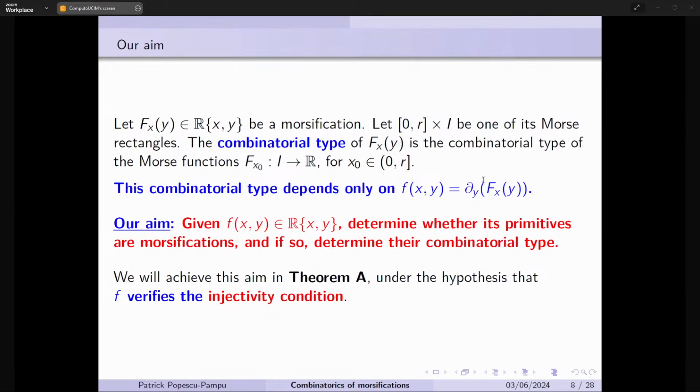So we will achieve this aim under a hypothesis. The function verifies the injectivity condition. And I won't state it now because I want to push you on a flow to that condition. So for the moment, we had no idea of how to do this, and we began to think, and I want to show you how we thought and how we arrived at that condition, and I hope to show you that that condition is very general, and you will see on the example. I will give generality.